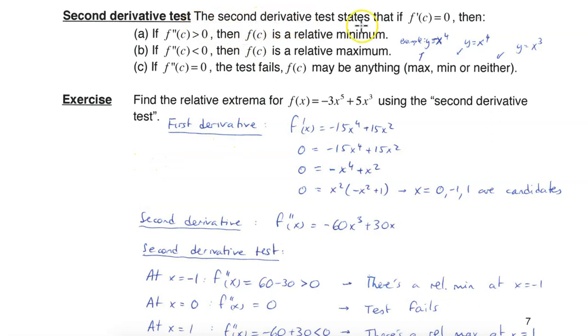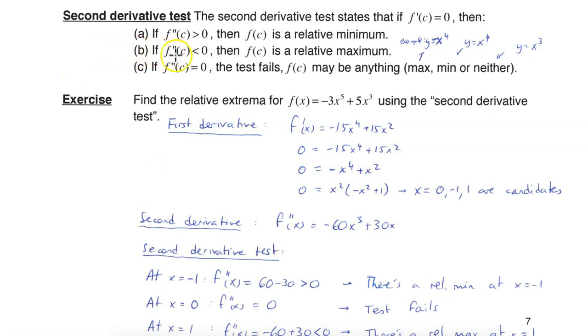The second derivative test states that if f prime of c equals 0, so you have a value where there is a horizontal tangent line, then three things can happen. If f double prime is positive, that means the function is concave up, right? So the function would look like this. And you know there's a horizontal tangent there, so you know it has to be a minimum point.